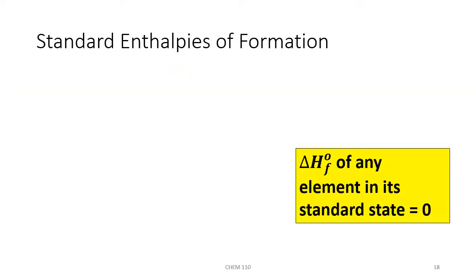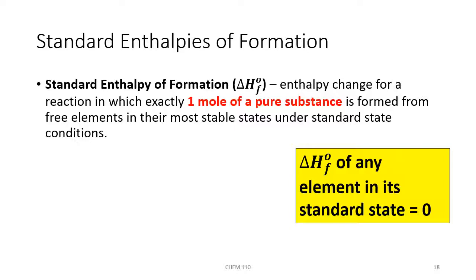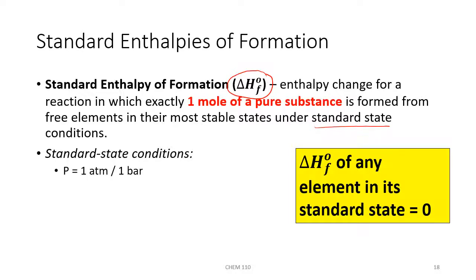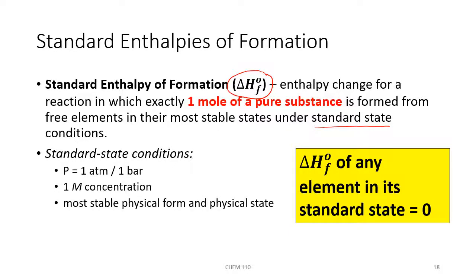Next, we're going to learn 2 more ways that we could calculate the enthalpy of a reaction. The first is using standard enthalpies of formation. The standard enthalpy of formation is abbreviated as delta H naught sub F. The sub F means formation. This is the enthalpy change for a reaction in which exactly 1 mole of a pure substance is formed from elements in their most stable standard states and under those standard state conditions we discussed earlier. The standard state conditions were for gases 1 atmosphere pressure, for aqueous solutions 1 molar concentration, and they had to be in their most stable physical form and state.